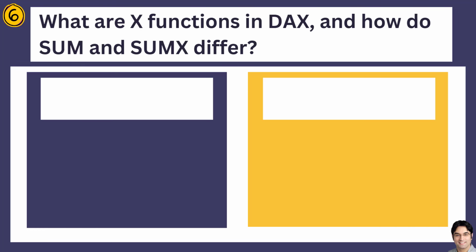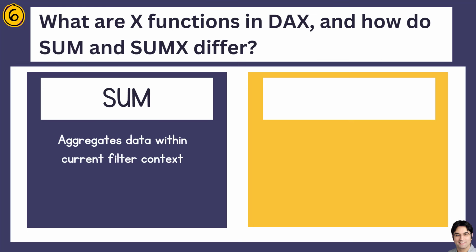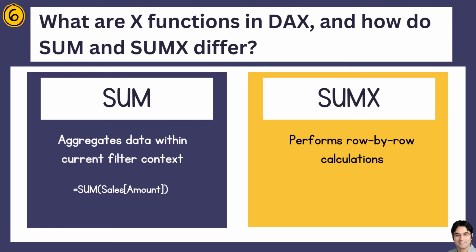So X functions in DAX are a set of functions that perform row-by-row calculations on tables. Now SUM aggregates data within the current filter context. For example, SUM(Sales[Amount]) totals all sales amounts. SUMX, on the other hand, calculates values for each row and then sums them.